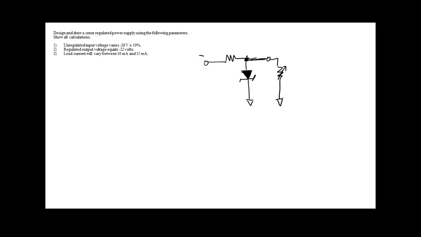So I'm going to look up a 22 volt zener. 1N4748. And we'll go ahead and look up IZK.